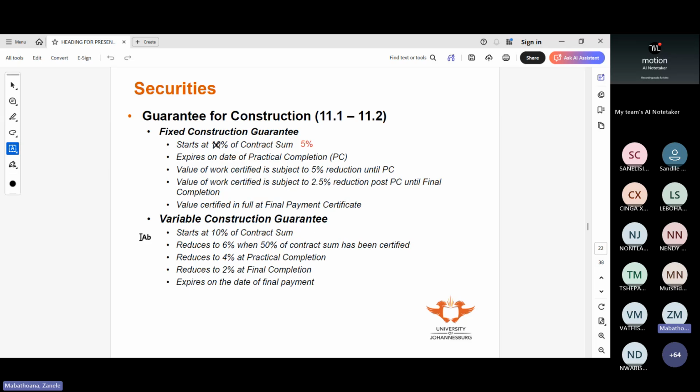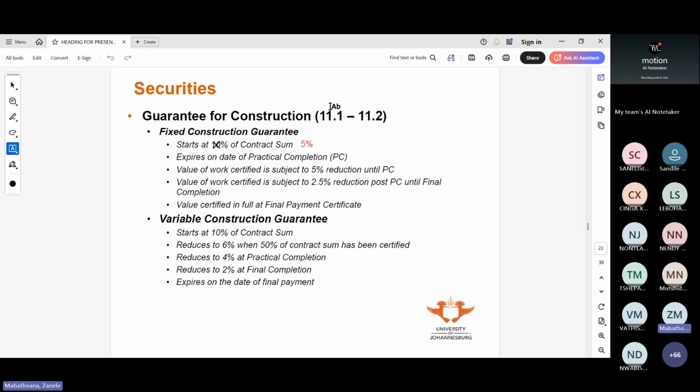Then you have your variable construction guarantee. So variable construction will start at 10%. So the contractor gives it upfront, 10% of the contract sum. Okay, so if we're tendering and we sign the contract at 10 million, he gives us a guarantee of 10% of that 10 million.